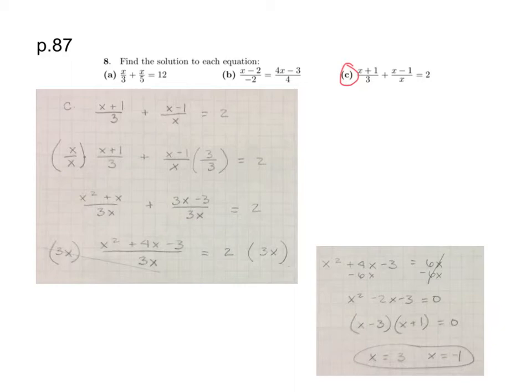And then we multiplied by 3x on both sides to cancel out the bottom 3x. So then we got this, and then we subtracted the 6x so that it's 0 on the other side so that we could factor it out. And we factored it to x minus 3 times x plus 1. And we got x equals 3 and x equals negative 1.